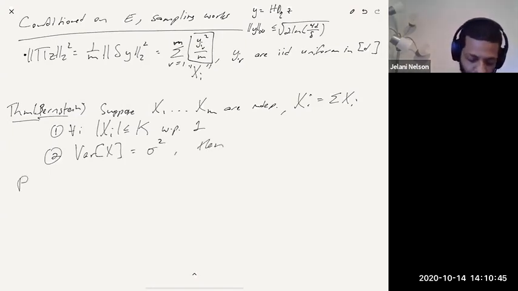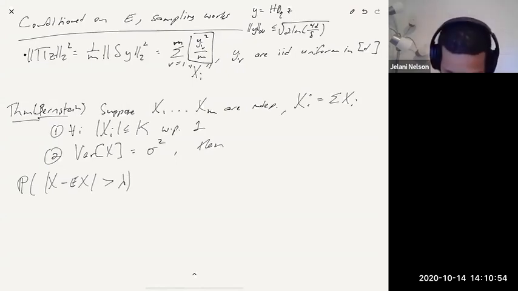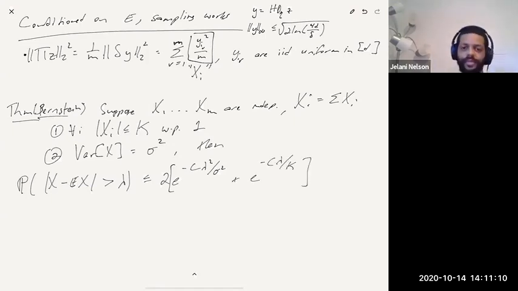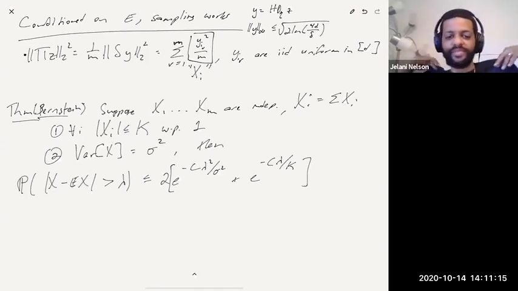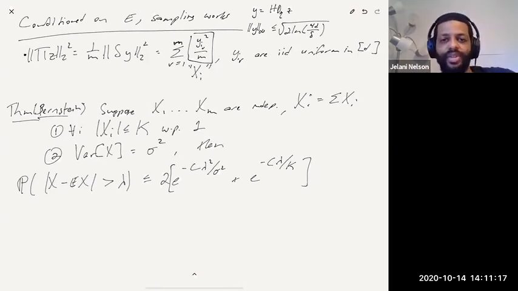Then the probability that x minus its expectation is bigger than lambda is at most 2e to the minus some constant times lambda squared over sigma squared plus e to the minus some constant lambda over k. So let's just take this concentration inequality as a given. I'm not going to prove it again. It's in the lecture notes.